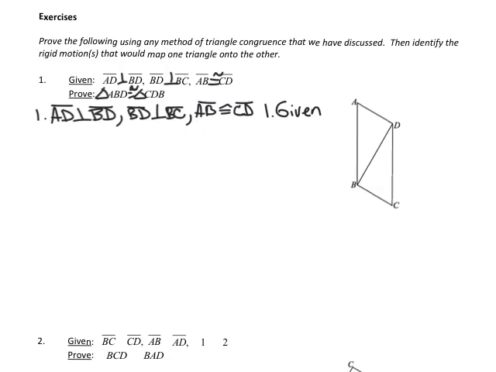Okay, I'm going to show you hypotenuse leg in this proof. We are given that AD is perpendicular to BD, and BD is perpendicular to BC, and AB is congruent to CD. So I'm going to mark up this diagram a little bit and say there's a right angle, and these two are congruent. I want to prove the two triangles are congruent, and I've got my given written down. Well, let's get another side because I see that BD is going to be reflexive. So let's take care of that. BD is congruent to BD. That's reflexive.